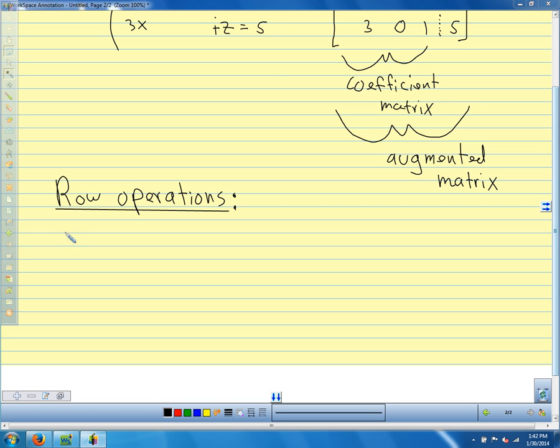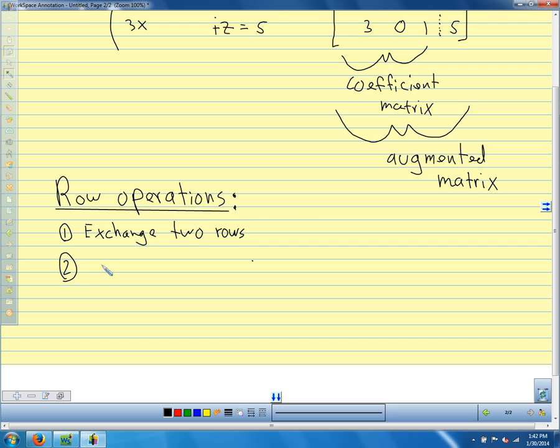We can exchange any two rows. So the things we can do are exchange two rows. So we don't like the order they're written in or whatever. Sometimes it's easier to work with a matrix after we change the position of two rows. So we can exchange two rows.